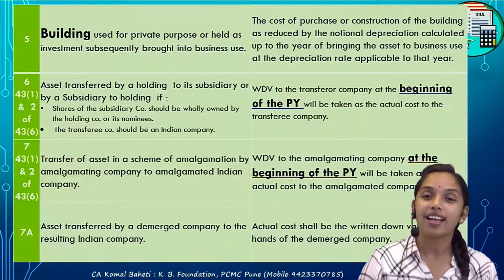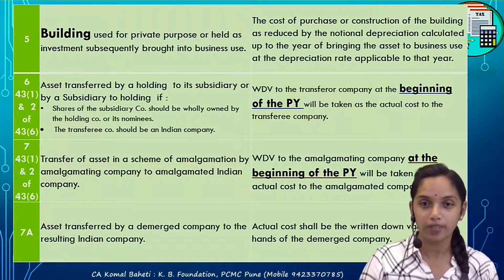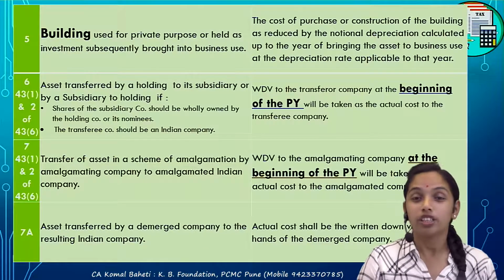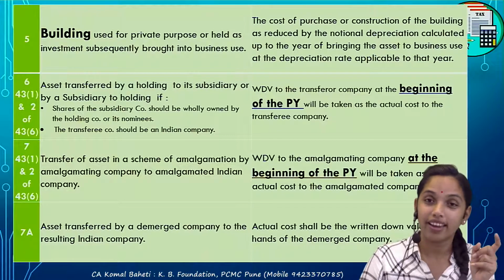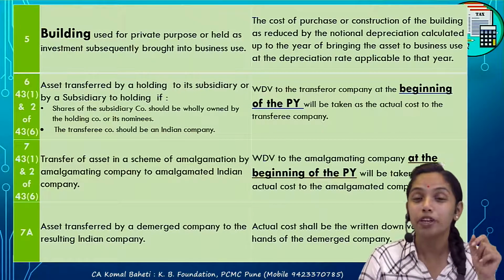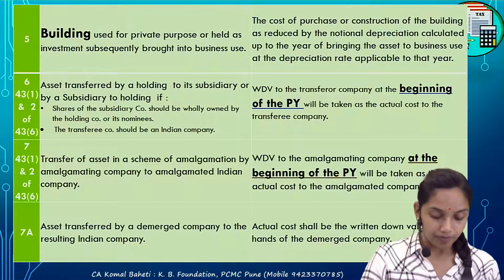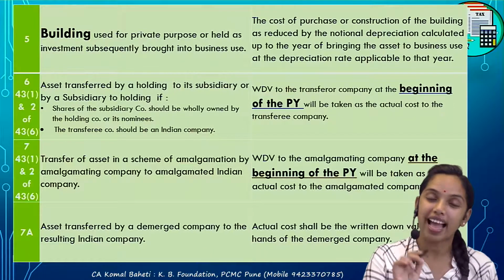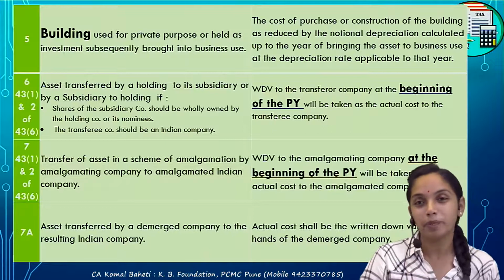Next, if the asset has been transferred by the holding to the subsidiary, there is a condition that needs to be satisfied. Then for the subsidiary, what will be the cost of acquisition? The cost of acquisition would be the WDV to the holding. Correct. But WDV of when? WDV at the beginning of the year is to be taken. Not as on date of transfer. WDV in the hands of the holding company at the beginning of the previous year.